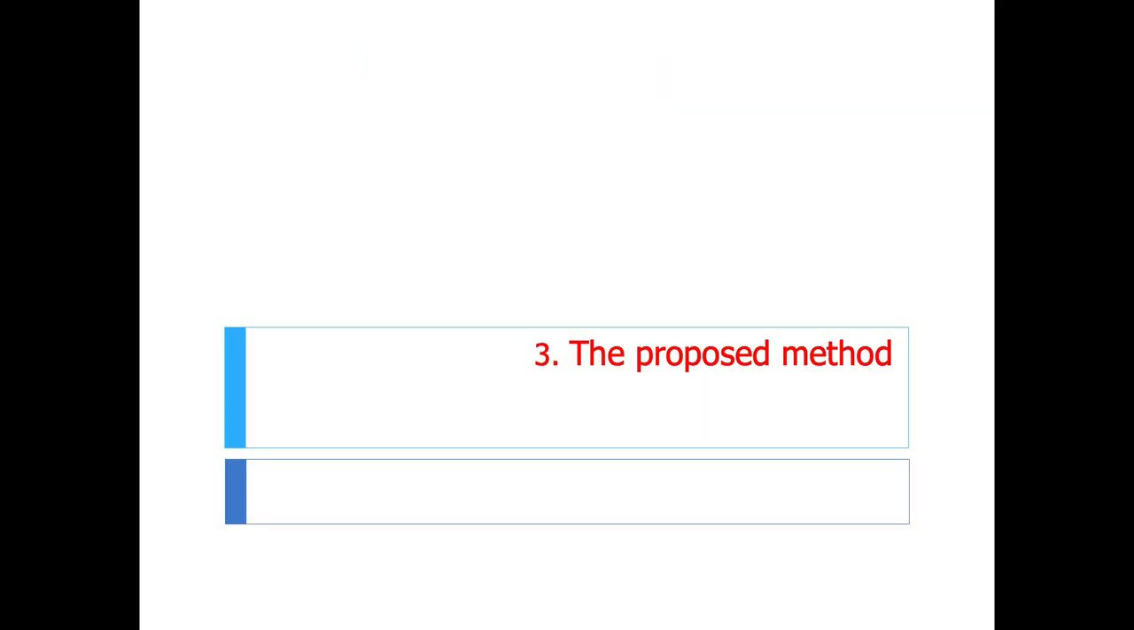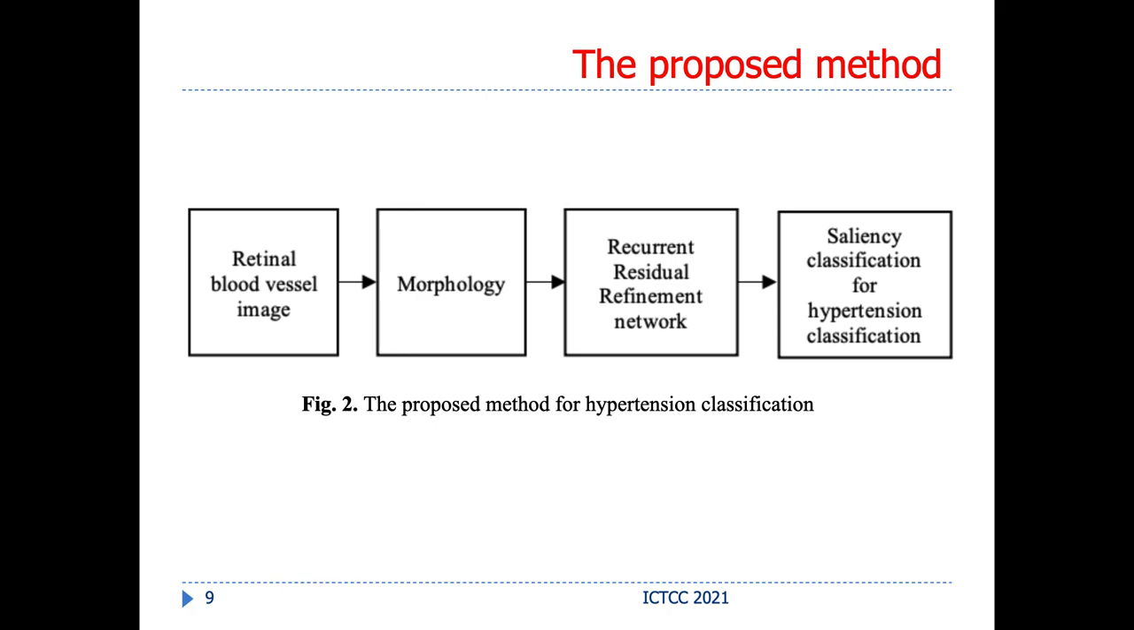Based on this knowledge, we propose a new method for hypertension classification. Our method includes 3 stages. The input is the retinal blood vessel image. The first stage is the morphology. The second stage is the recurrent residual refinement network. And the final stage is the saliency classification.